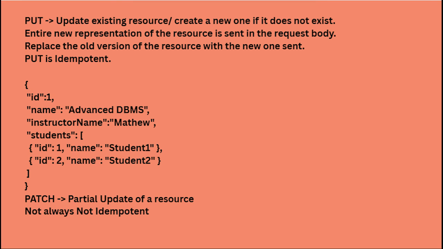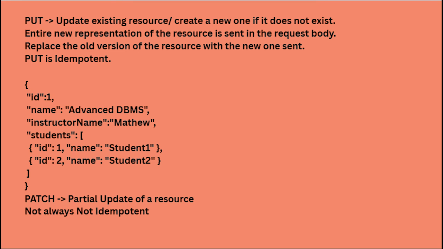PUT request in HTTP is used for updating a resource on the server. So the client is going to send the entire resource, that's basically the new version of the resource, to the server. And what PUT is going to do is it is going to replace the old version of the resource with the new version. So basically, you can say replace the resource on the server, right? PUT is idempotent because if you send the same PUT request consecutively multiple times, it has the same effect as sending it once.